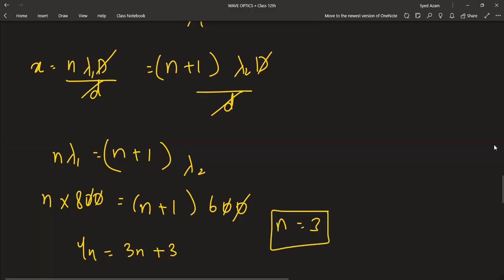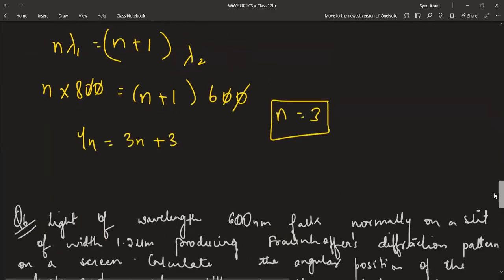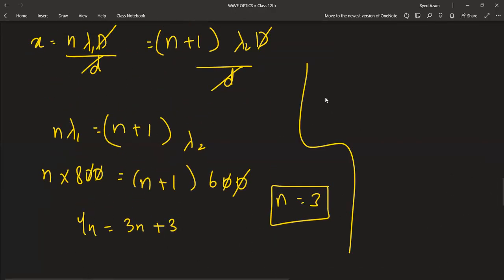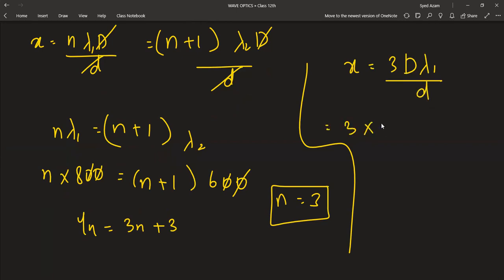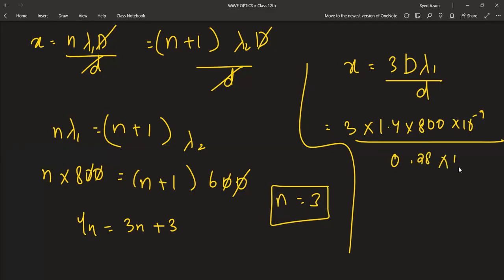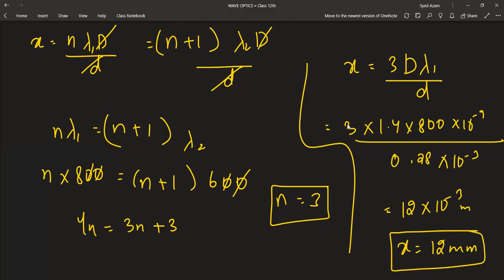Now, once you have the value of n, you just have to put it in the formula. So x will be equal to 3 lambda 1 capital D by small d. So this is 3 into 1.4, and 800 nanometer, so 800 into 10 to the power minus 9, divided by small d, 0.28 into 10 to the power minus 3. So this will be 12 into 10 to the power minus 3 meters. So x is equal to 12 millimeters, right? Quickly write down those who have not written.